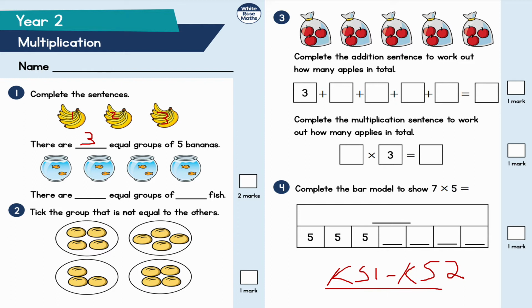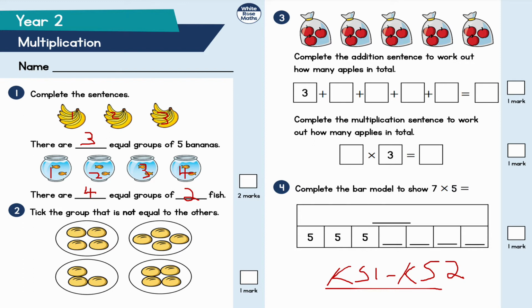Next part. There are some equal groups of fish. So there are 4 equal groups of 2 fish. There's 1, 2, 3, 4. So there are 4 equal groups of 2 fish. Inside each group, I've got 2 fish.